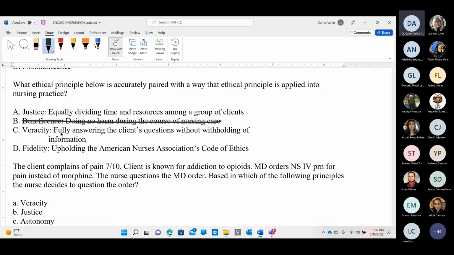Veracity: fully answering the client's question without withholding information. Yes. What do you think? Yes, it looks like this is also correct.